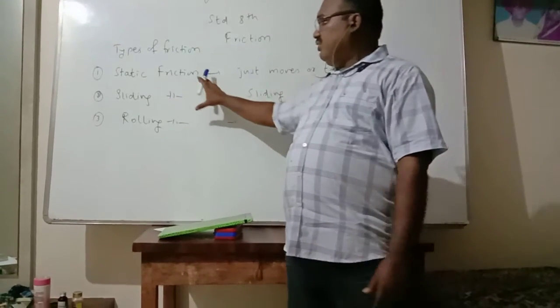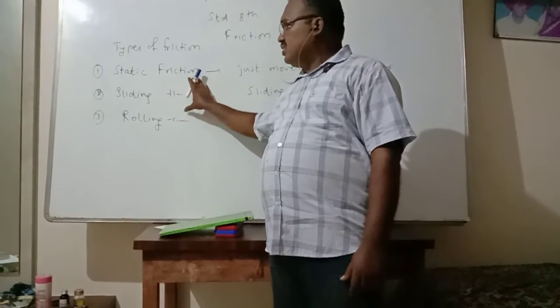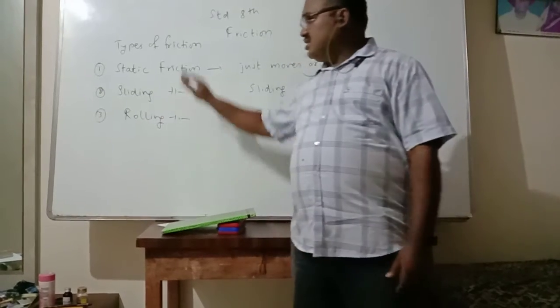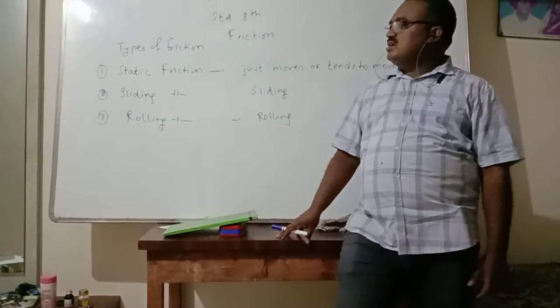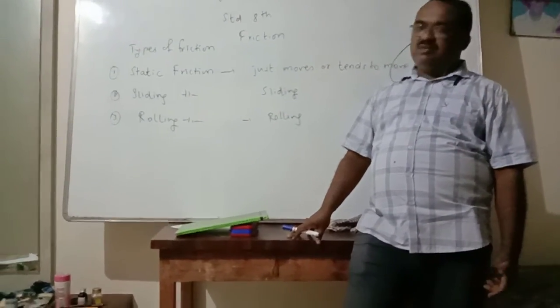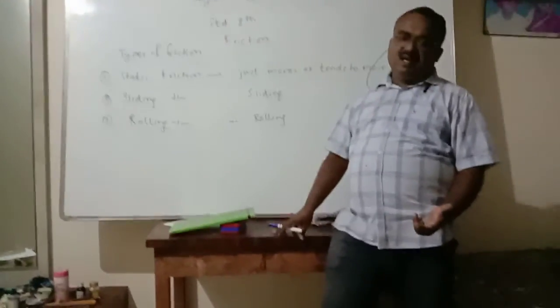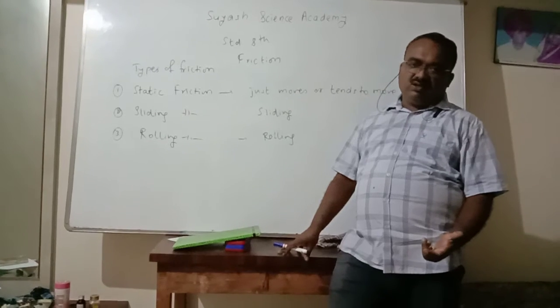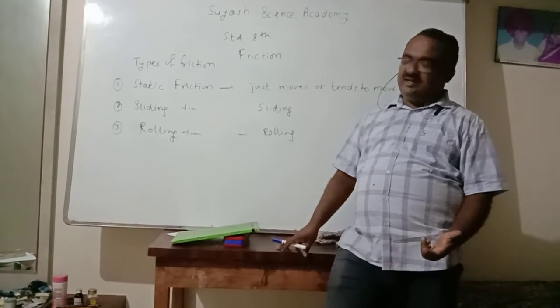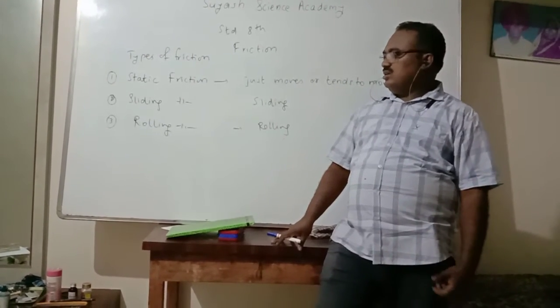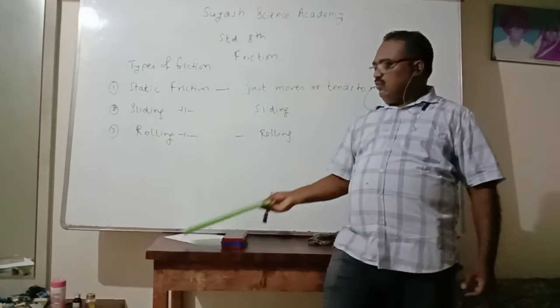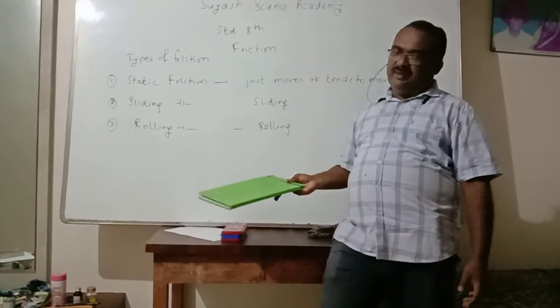For an MCQ or 1 mark question, you may have to arrange static friction, sliding friction, and rolling friction in increasing or decreasing order, that is, ascending or descending order. Increasing is called ascending, decreasing is called descending. So which friction do you think will be more?